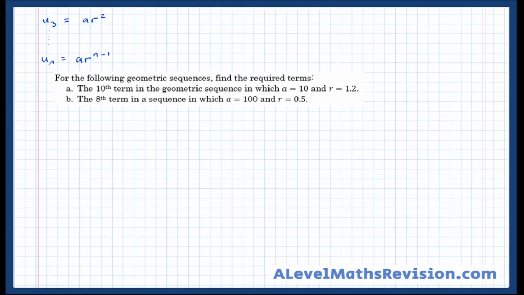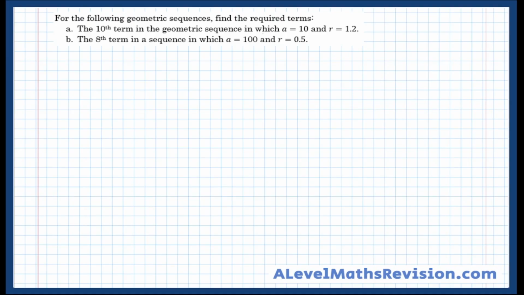And here's one such example. It says, for the following geometric sequences, find the required terms. So it's asking us to find the 10th term in the geometric sequence in which a is 10 and r equals 1.2. So if you think you can do this, pause it, have a go, then check against my answer. And I'll start with this one.